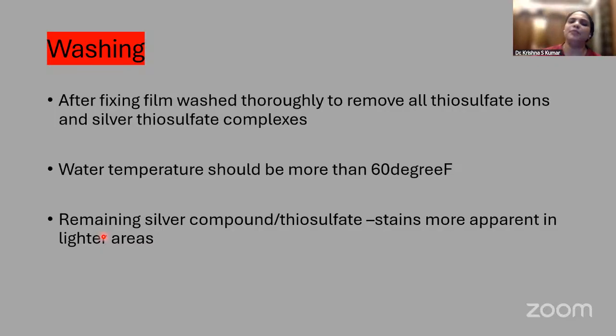And the water temperature should be maintained more than 60 degrees Fahrenheit. So if it's not properly washed away, this remaining silver compound or thiosulfate appear as stains on your radiograph.